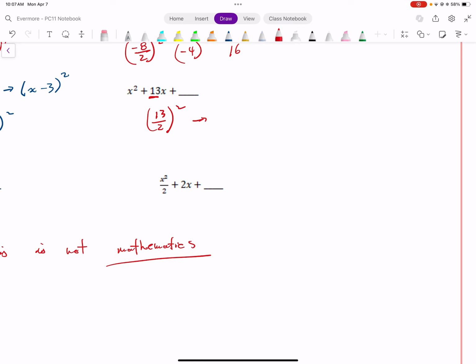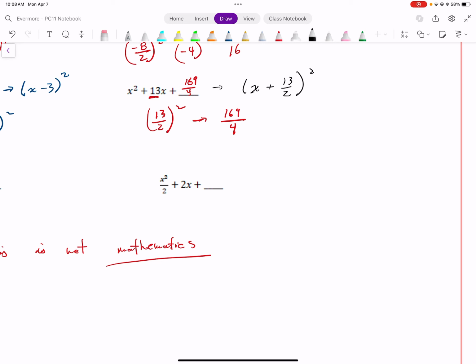But rather than jumping to a decimal, I'm going to square the top. 13 times 13 is 169. The denominator is 4. So the constant that I would add is 169 over 4. And if you factor, this is going to factor into x plus 13 over 2 squared.